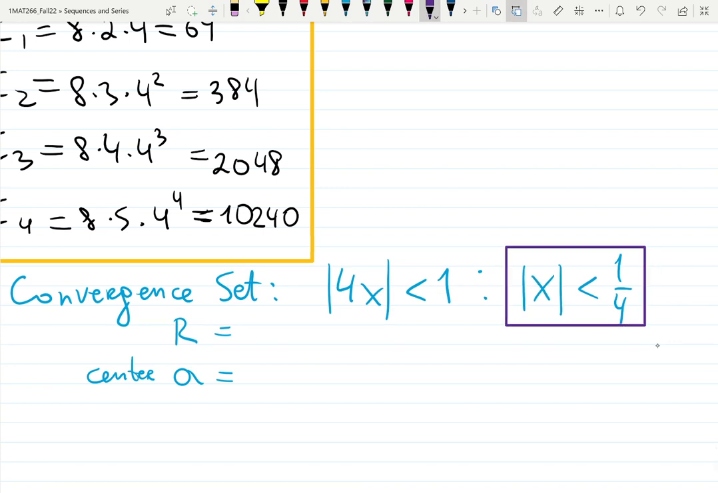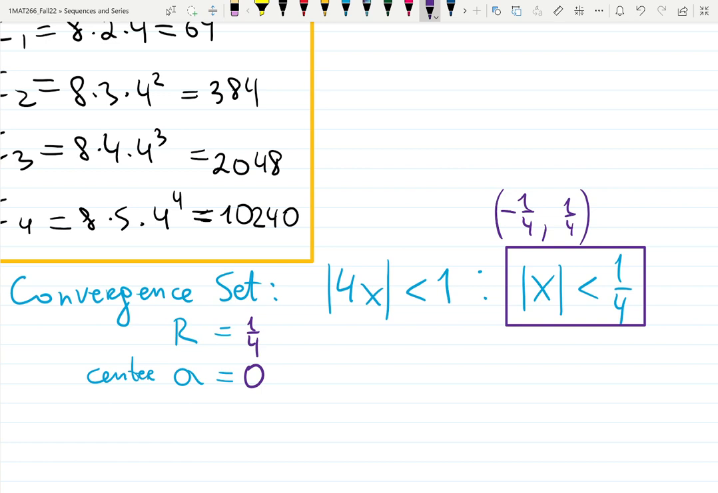This actually already gives all the answer. Radius is 1/4 right away. So the convergence set will be from minus 1/4 to 1/4. That's my convergence set, or interval of convergence, with the center 0. Does that make sense? It comes from the shape, you can see it. We multiplied the input by 4, so now we have to divide by 4 to shrink the convergence set.